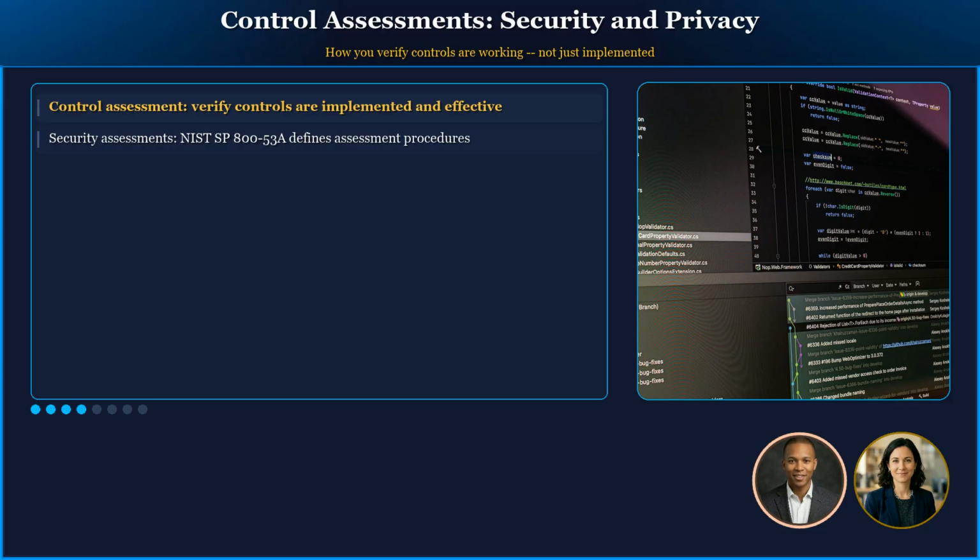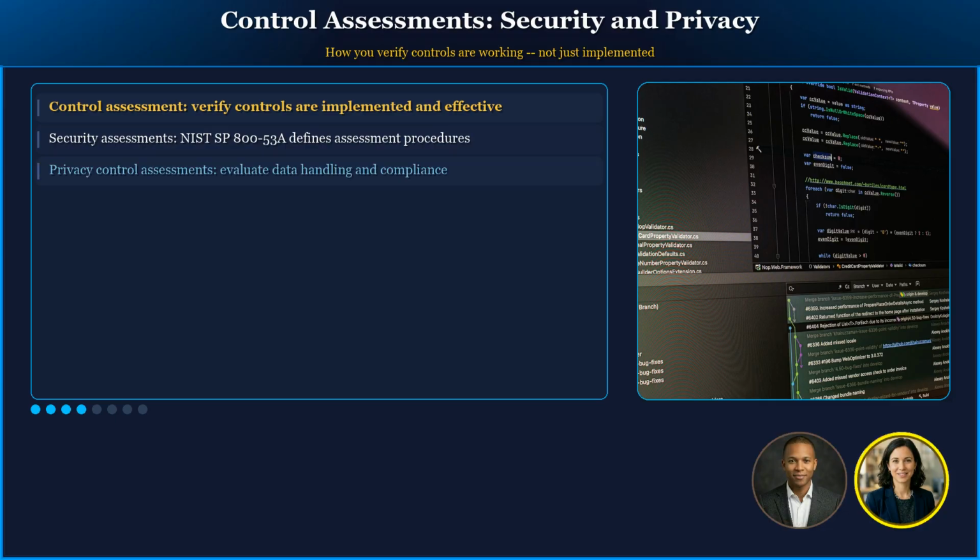3 years later, an audit reveals firewall rules that have not been reviewed since initial setup. Implemented does not mean effective. Those are two completely different conditions, and the exam tests whether you understand that distinction.